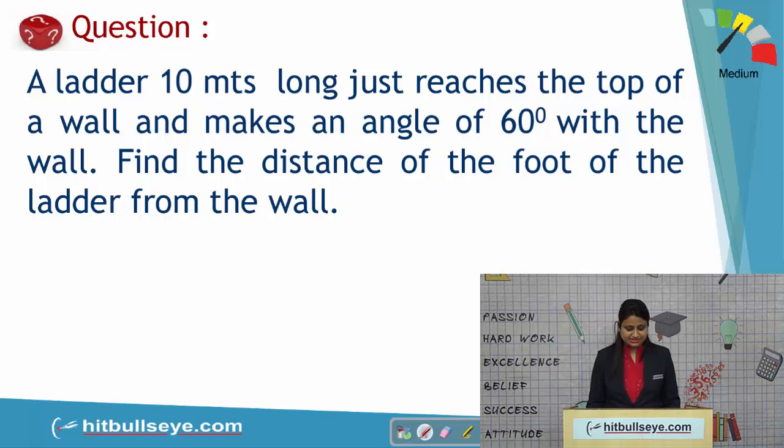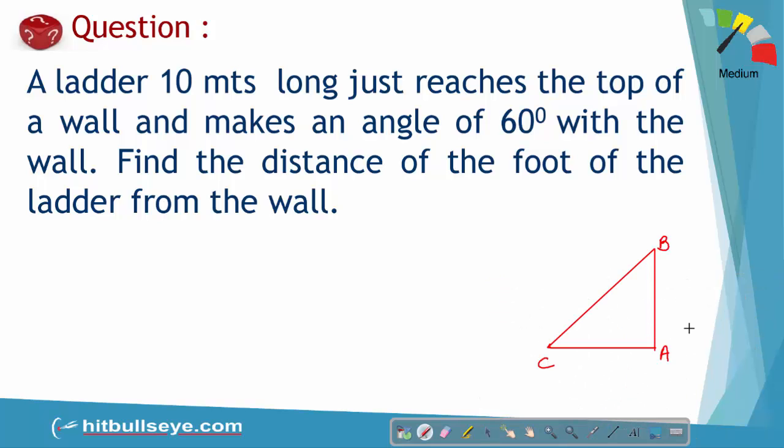Now the next question. It says, a ladder 10 meters long just reaches the top of a wall and makes an angle of 60 degree with the wall. Find the distance of the foot of the ladder from the wall. So we can consider this triangle ABC. Since the wall is always vertical, this angle is 90 degree. AB is the wall and this is the ladder. Its length is 10 meters. It is making an angle of 60 degree with the wall. So 90 degree, 60 degree, obviously the remaining angle will be 30 degree.